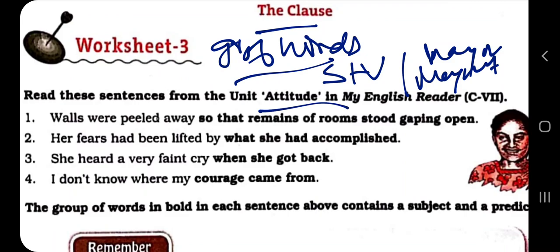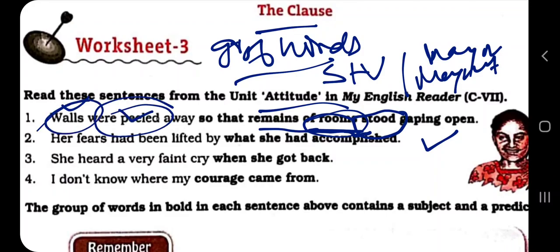Walls were peeled away so that remains of room stood gaping open. Now see here, remains of room, there are subject and verb. And you know what is subject? Subject refers to a person, place or thing. Who are we talking about? We are talking about the room. So subject is what? Room. So here in this sentence, there are two subjects and two verbs, right?